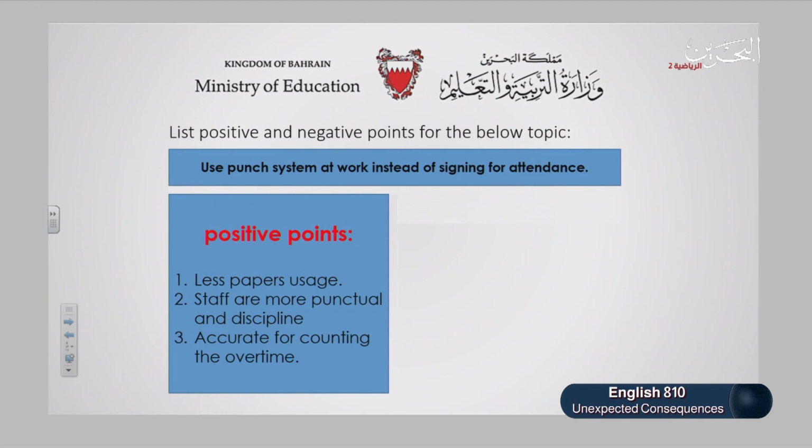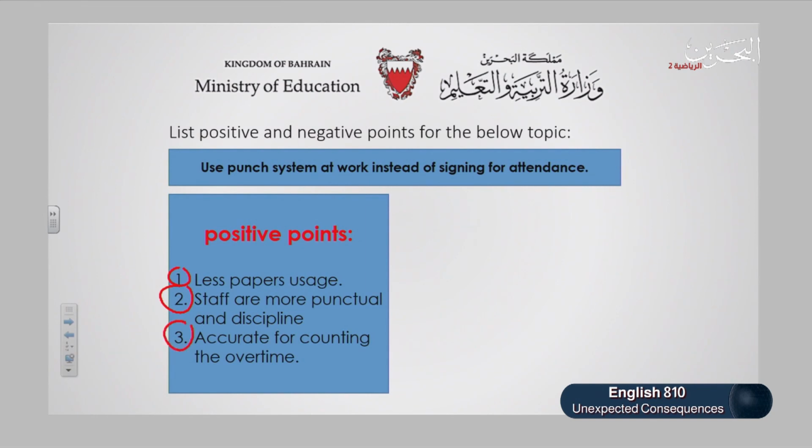So, here are some suggestions about the positive points. Let's see. There will be less paper usage, which means we are supporting the environment, which is a positive point. Let's see the second one. Staff are more punctual and disciplined. Staff will come on time, they won't be late because the punching system will count every second, which is very good. Number 3, it's accurate for counting the overtime.